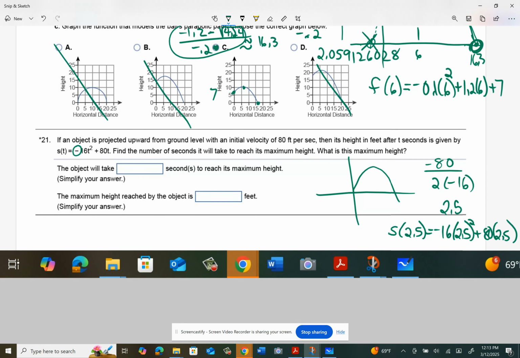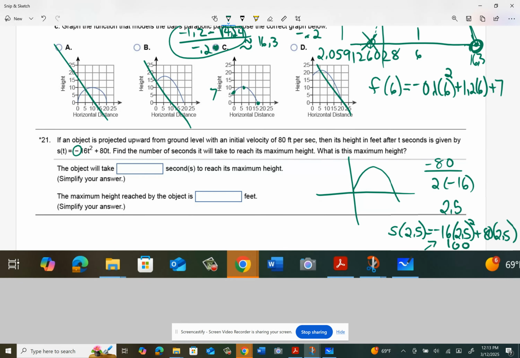Let me see if it'll let me write over there. Good. All right, so I'm going to take negative 16, put in the 2.5, close the parentheses, square that, plus 80 times 2.5. All right, this is showing me your work. If you're rusty on order of operations, just type that in and hit enter, and I wind up getting 100 when I do that.